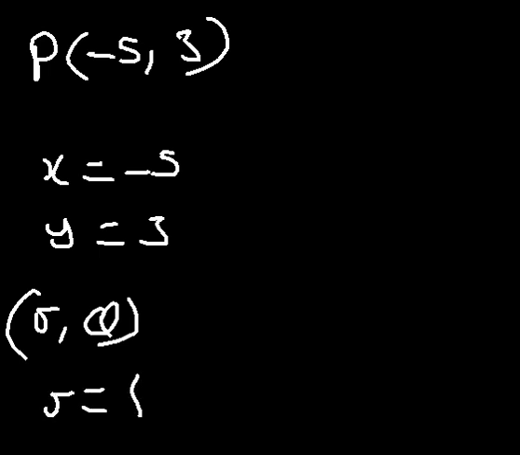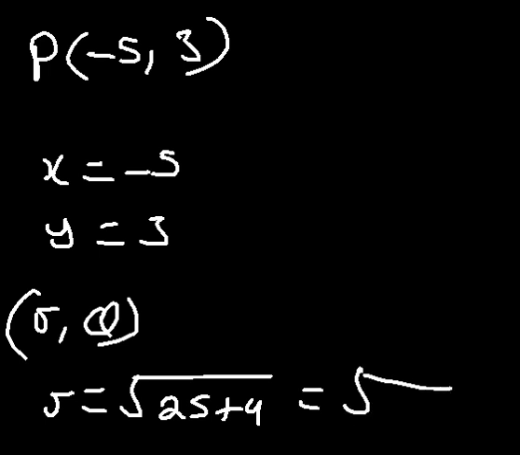What is the r? We have it as the square root of x squared plus y squared. That will be given as 25 plus 9. So this is the same as the square root of 34. So keep that in mind.